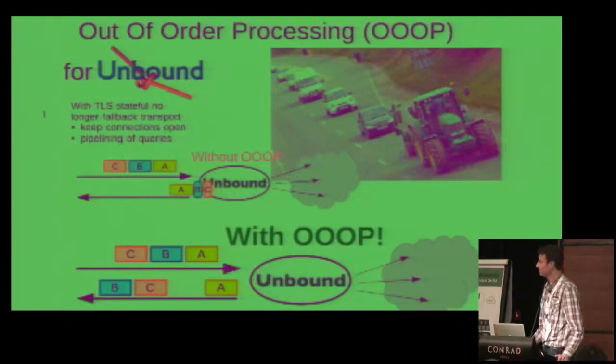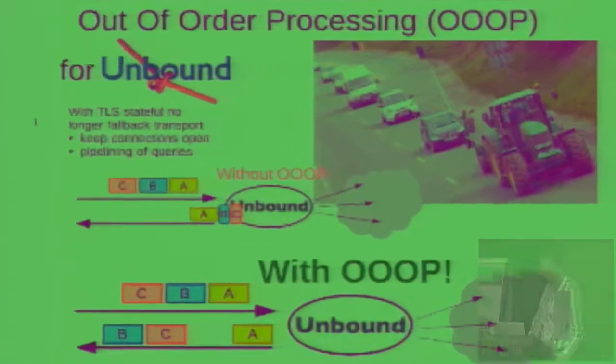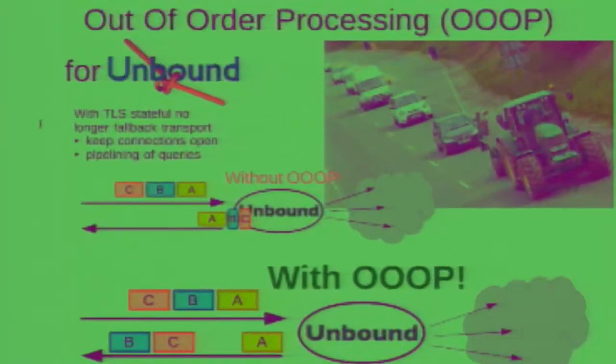And very important, out of order processing of queries over TLS. Previously TLS was kind of a fallback, but with optimizations, it's not a proper fallback mechanism anymore. Because with optimization, you keep the connection open, you do pipelining. And what happens? Well, we know that in real life, if there's some slow car, a tractor in front of us, everything will be delayed, and we want to take over. It's impossible with pipelining.